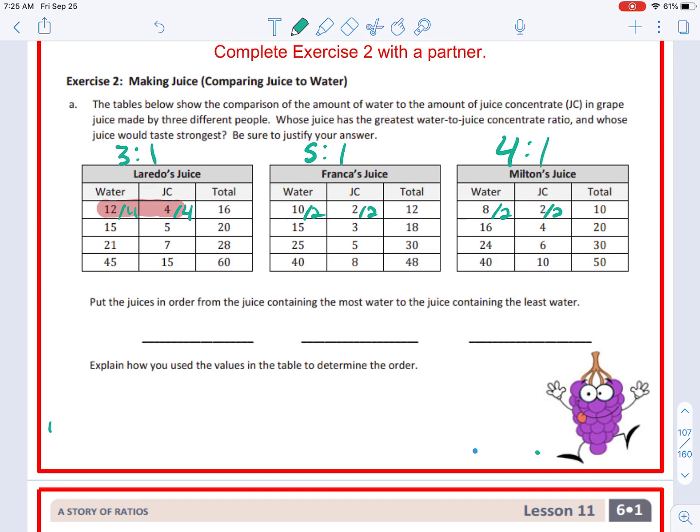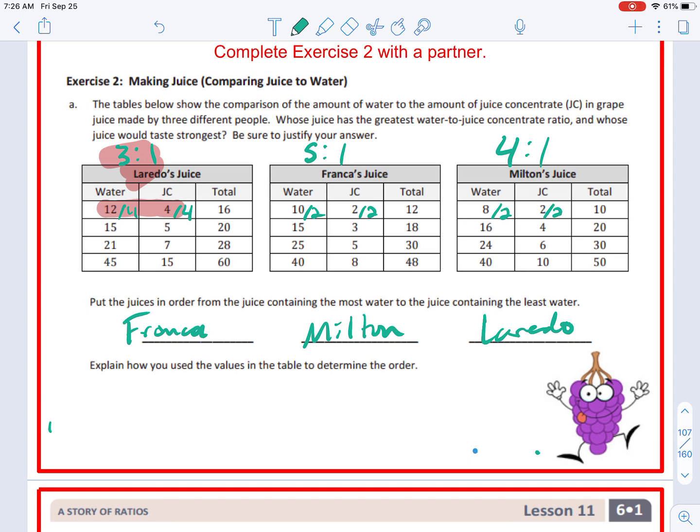Now we can put the juices in order from the juice containing the most water to the juice containing the least water. So looking at this, who contains the most water per cup of concentrate? Franca does. Okay, and then it's Milton. Then it's Laredo. So that means Laredo's juice is probably going to taste pretty strong. It has a lot of concentrate and not that much water.